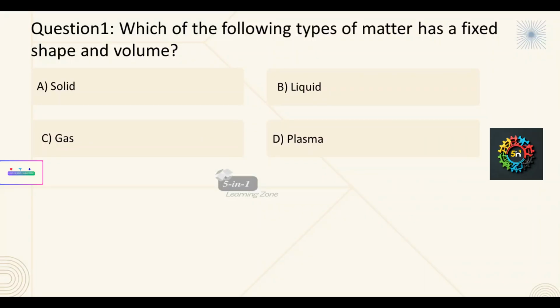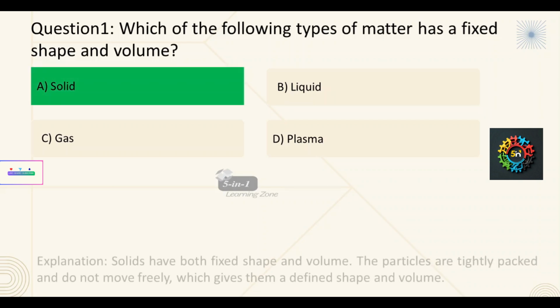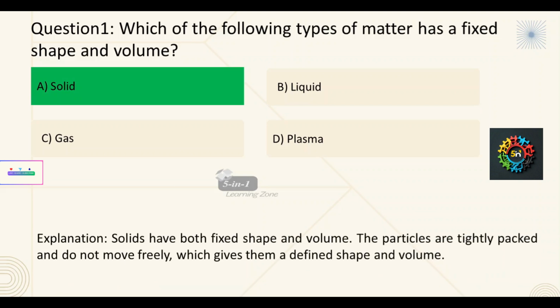Question 1. Which of the following types of matter has a fixed shape and volume? Correct answer: A. Solid. Explanation: Solids have both fixed shape and volume. The particles are tightly packed and do not move freely, which gives them a defined shape and volume.